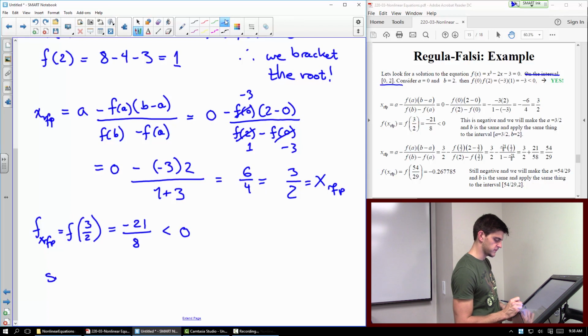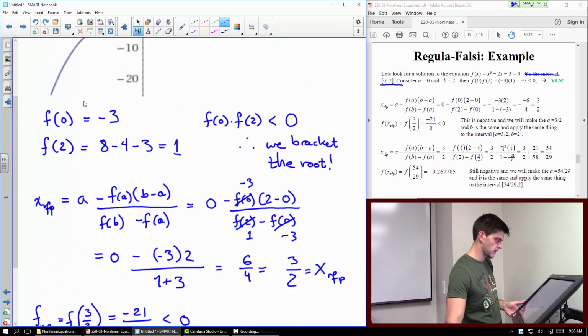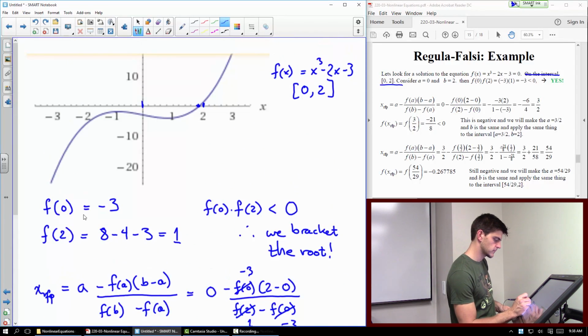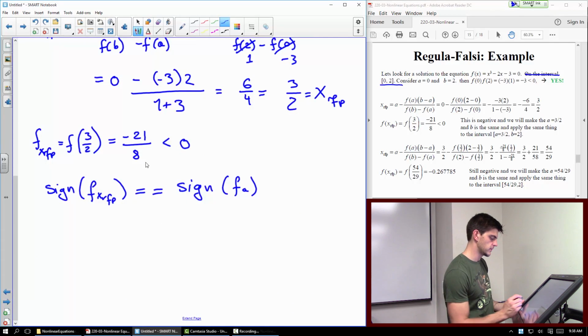So the sign of f of x r f p equals the sign of f sub a. Since we concluded that f sub a, which is f0, is negative. Therefore, x r of p becomes our new a. So our new bracket is now 3/2 and 2. This is a, this is b. B does not change.